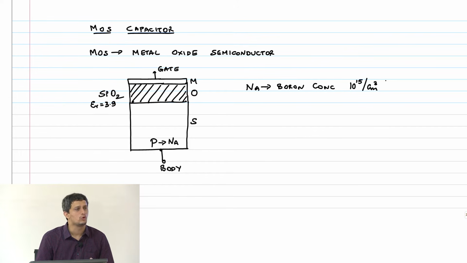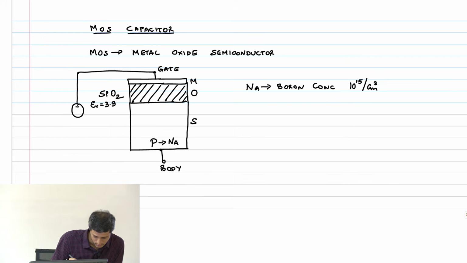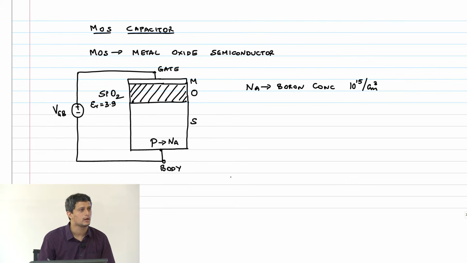Okay, so now I can start applying a potential across this gate and body, and we'll see what happens, right? So what I do is I basically apply a plus minus VGB. Okay, so first of all, in this semiconductor, which is in excess, holes or electrons? Holes. So basically holes are majority.